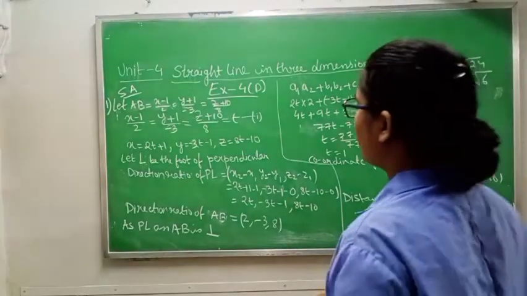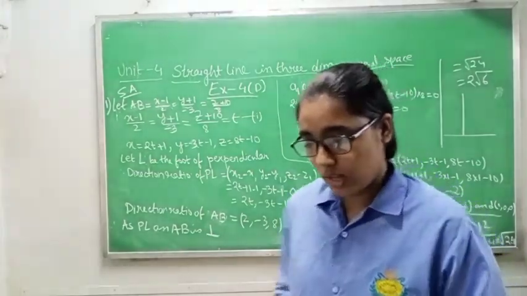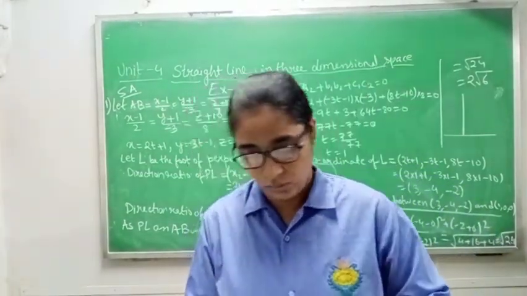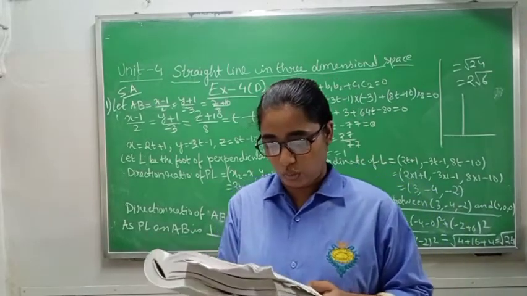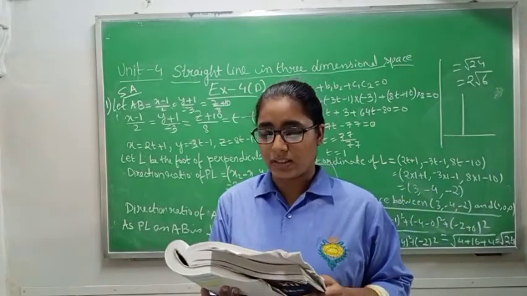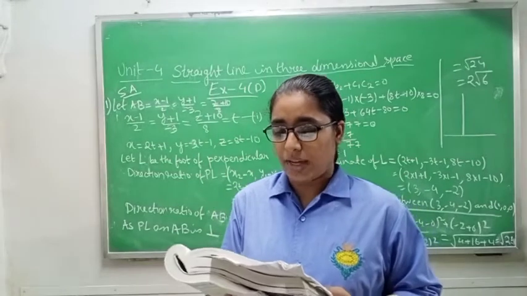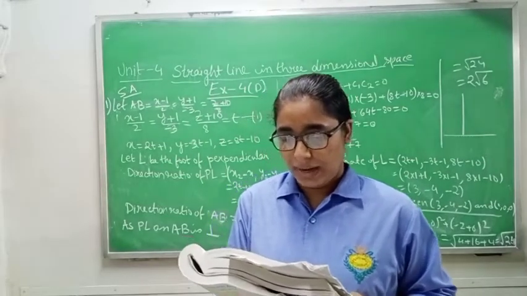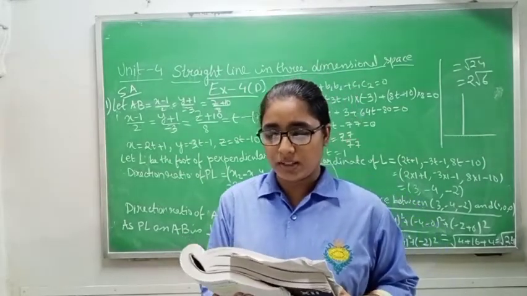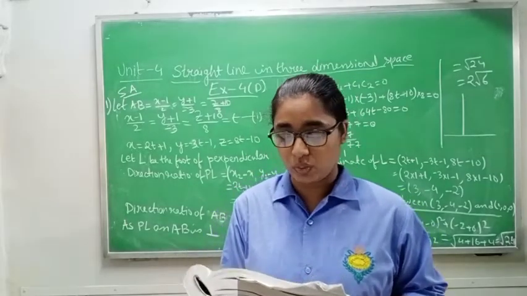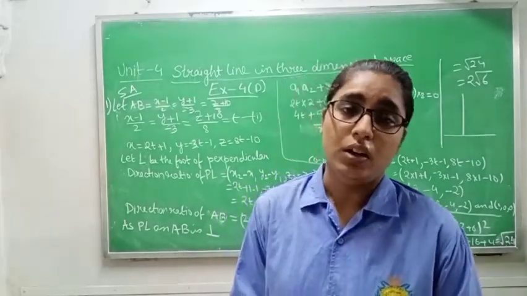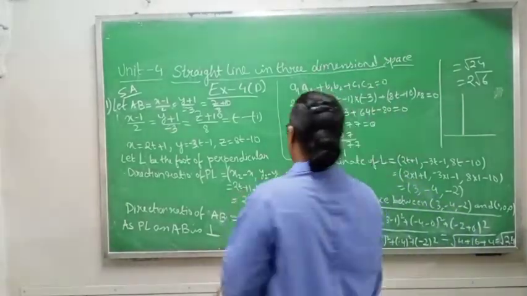Class, today I am going to start exercise 4D, short answer question number 1. Please read the question. Find the distance of the point (1, 0, 0) from the line (x minus 1)/2 equals (y plus 1)/minus 3 equals (z plus 10)/8. Also find the coordinate of the foot of the perpendicular and the equation of the perpendicular. So three things you have to find.